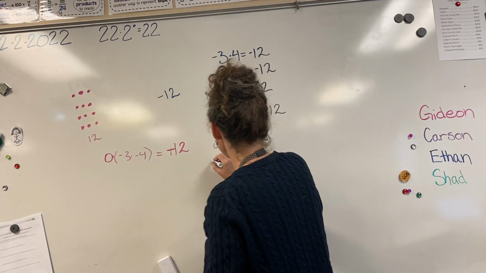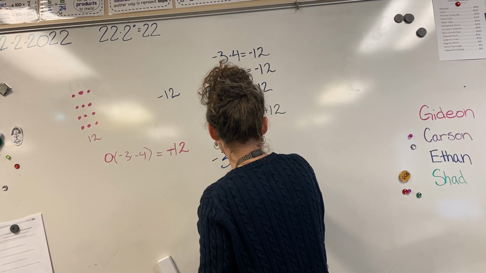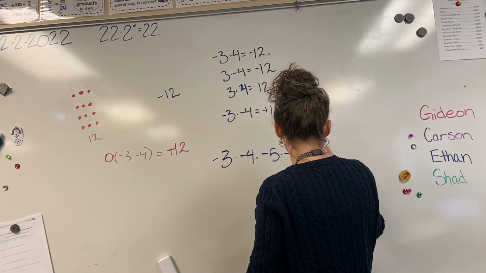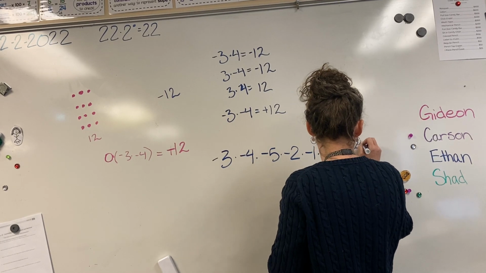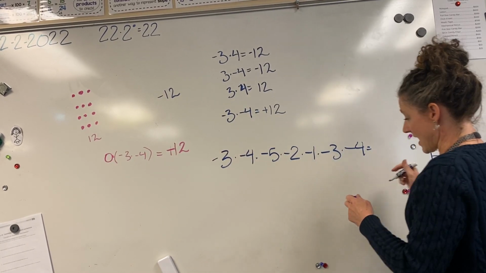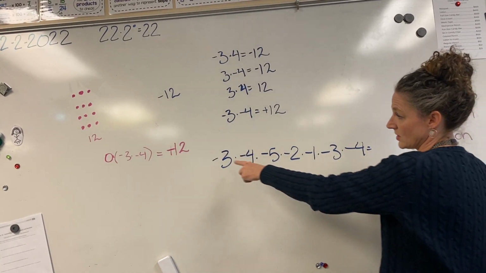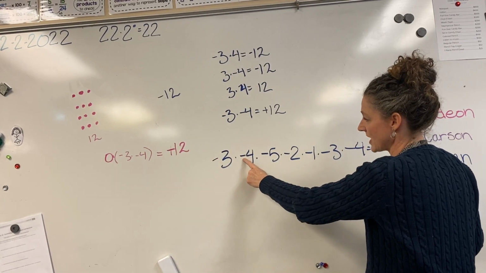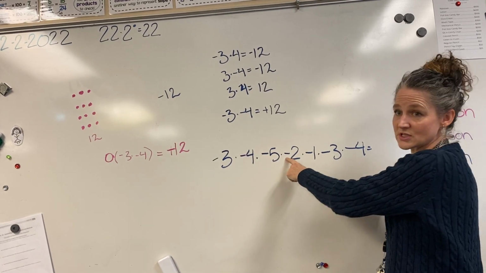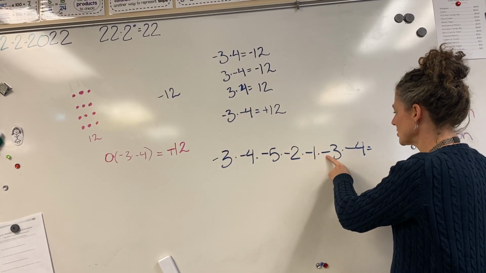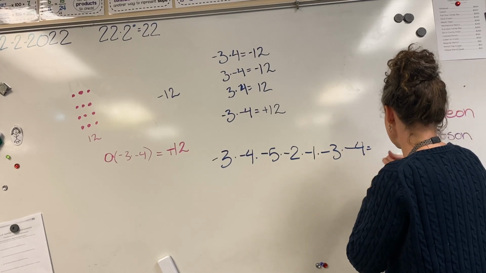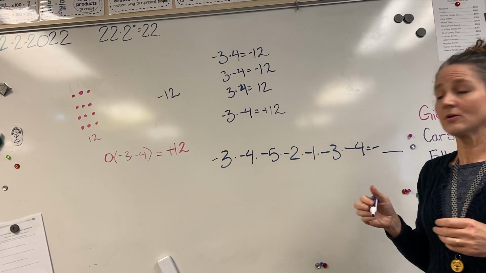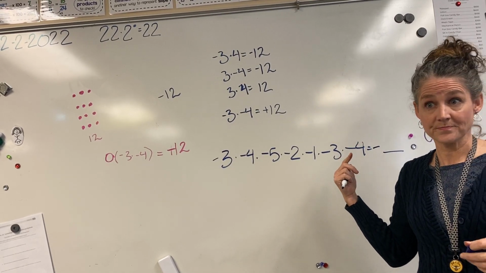Okay? So if I have -3 times -4 times -5 times -2 times -1 times -3 times -4, I'm not going to do the math, but is it going to be positive or negative? Negative. We started positive, switch it to negative, switch it to positive, switch it to negative, switch it to positive, switch it to negative, switch it to positive, switch it to negative. It's going to end up being negative, something big. I don't feel like mathing that out, but it's going to be negative, right?